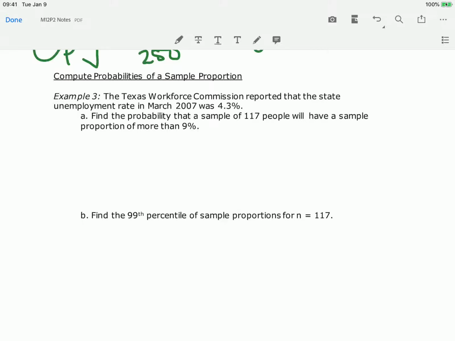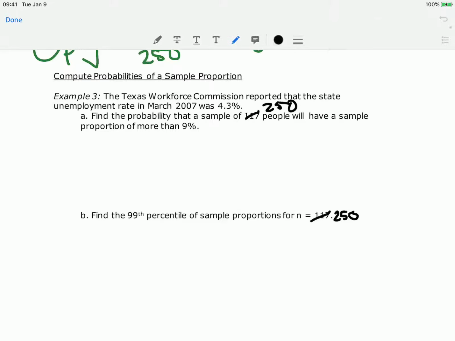So the Texas Workforce Commission reported the state unemployment rate was 4.3% in March 2007. Find the probability that a sample of 117 people will have a sample proportion of more than 9%. Well, we know it's not going to be normally distributed with 117 people, so let's go ahead and change that to 250. Okay, and part B also has 117. We're going to go ahead and change that to 250 right now. Because as we saw, a sample of only 117 people did not give us a normal distribution, meaning a bell-shaped distribution. And it has to be bell-shaped for us to calculate probability.